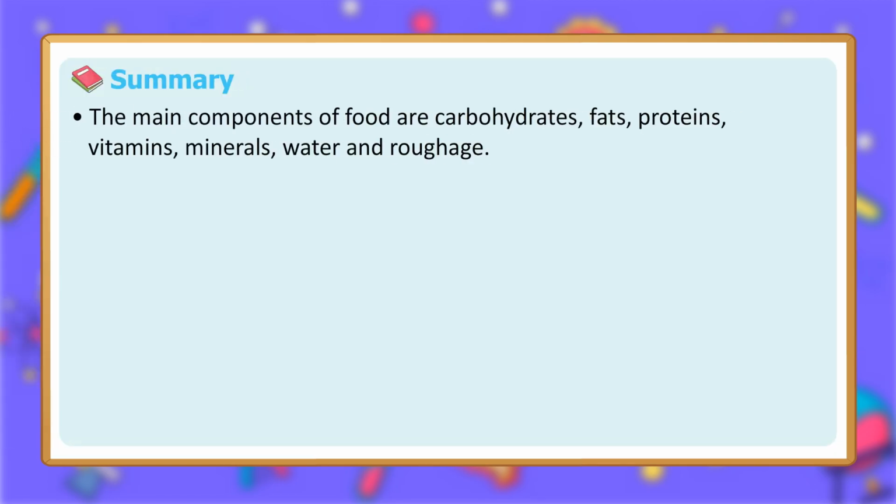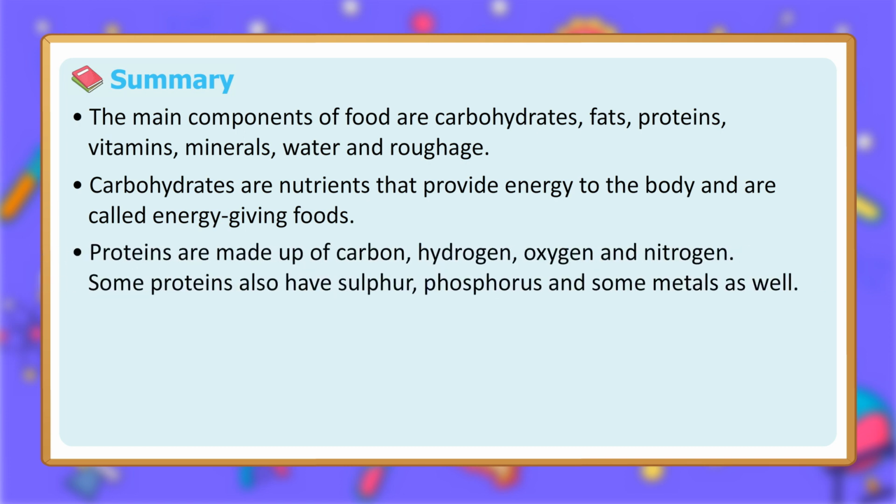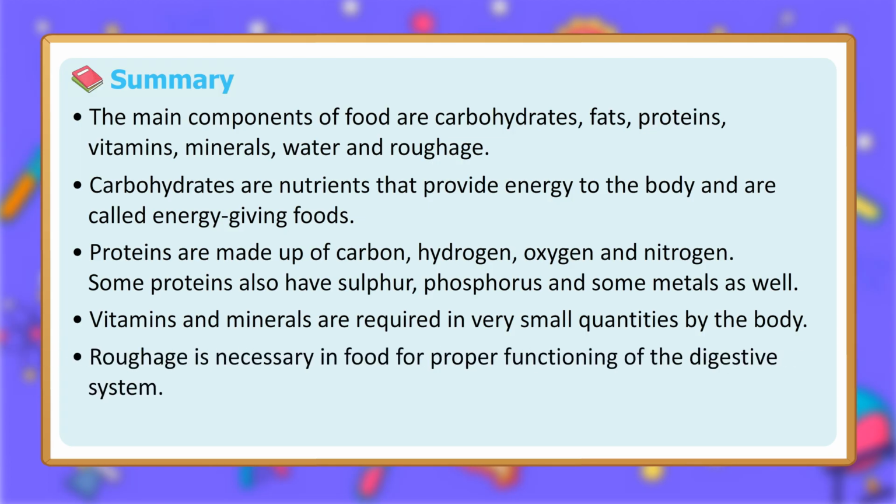Summary. The main components of food are carbohydrates, fats, proteins, vitamins, minerals, water and roughage. Carbohydrates are nutrients that provide energy to the body and are called energy-giving foods. Proteins are made up of carbon, hydrogen, oxygen and nitrogen. Some proteins also have sulfur, phosphorus and some metals as well. Vitamins and minerals are required in very small quantities by the body. Roughage is necessary in food for proper functioning of the digestive system.